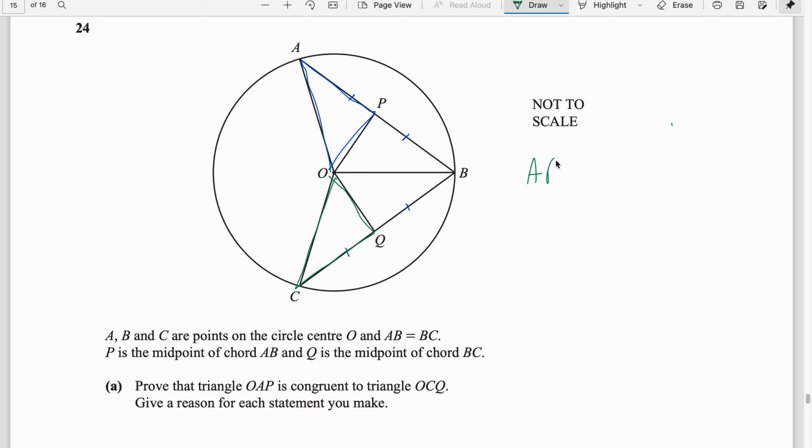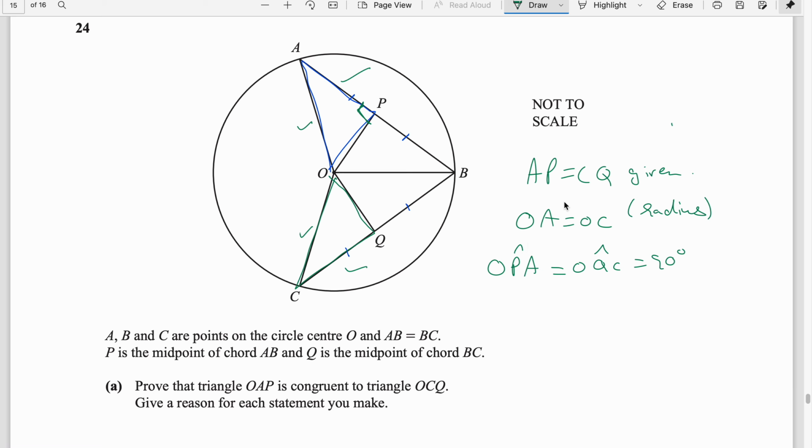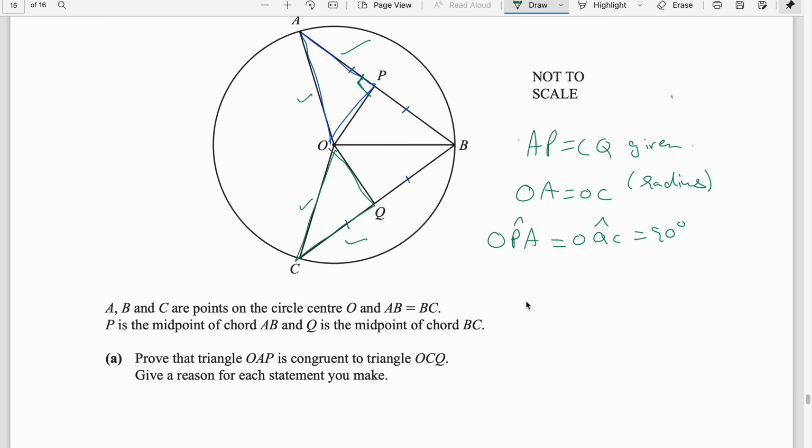We can first say that AP is equal to CQ, which is already given in the question. Then we can say OA is equal to OC, these two, because these are the radii of the same circle. Now see, angle OPA is 90 degrees because it is the midpoint of the chord, and angle OQC is again equal to 90 degrees. So with side and angle, now we can state that they are congruent.